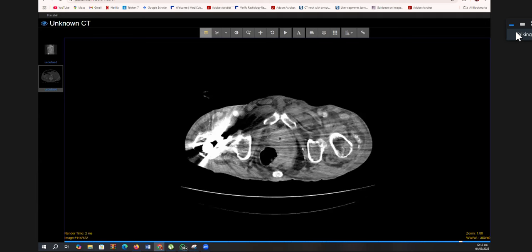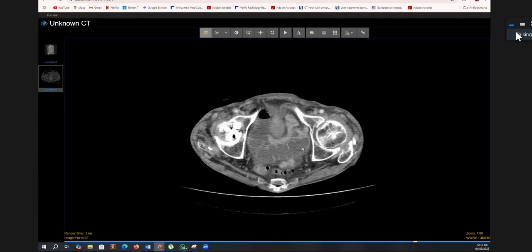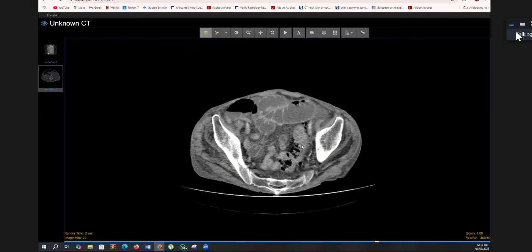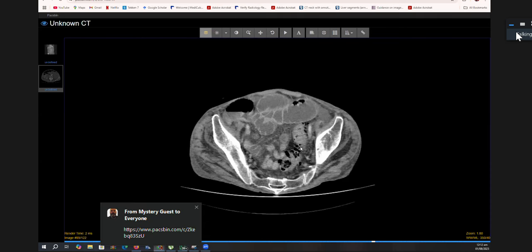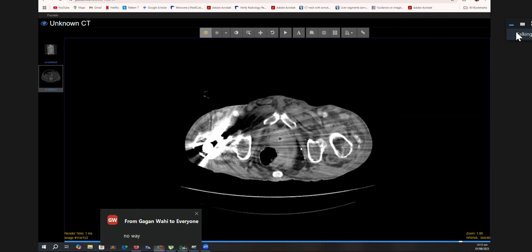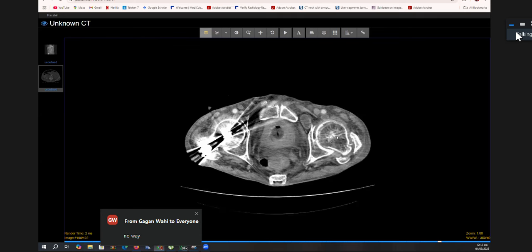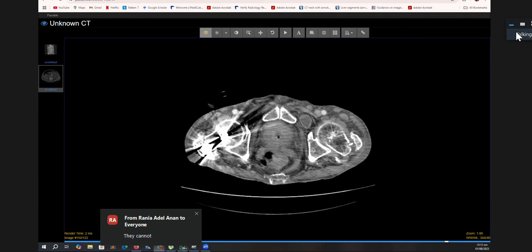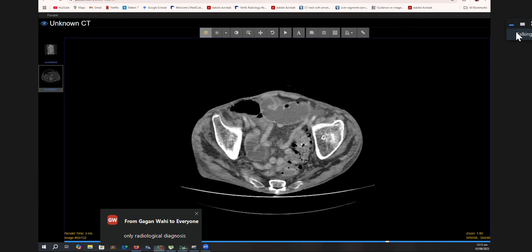How common are obturator hernias? Sir, very uncommon. And how likely is it that the surgeon can palpate the hernia on clinical examination? Sir, I don't think so. It's very unlikely. Because of this, radiology really is a game changer in this situation. Also, there's uncomplicated diverticulosis as well.